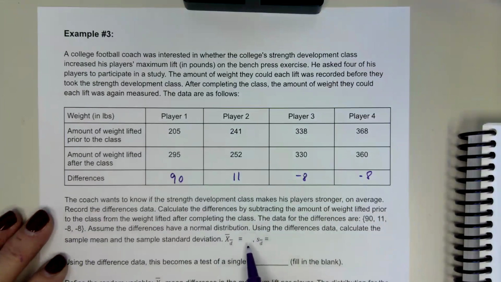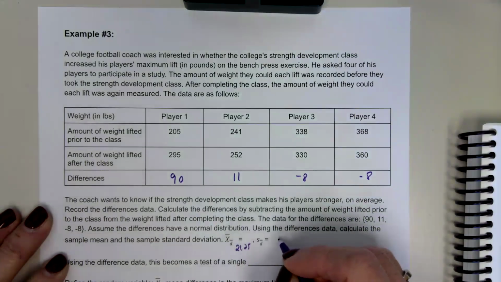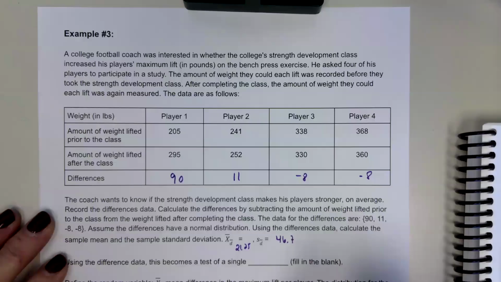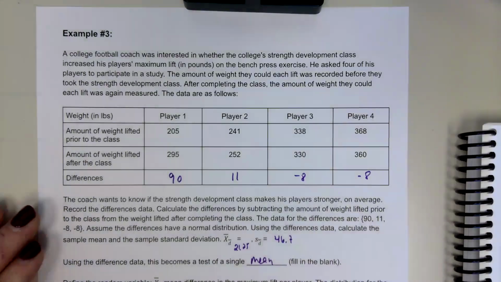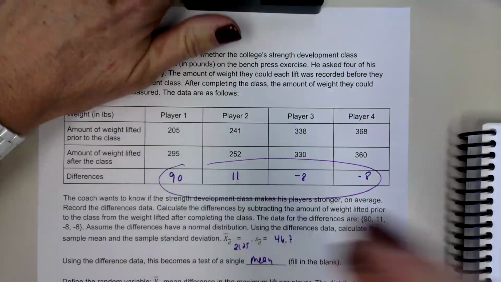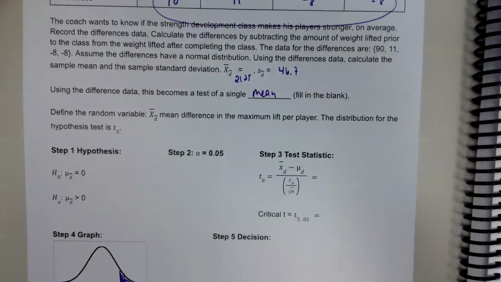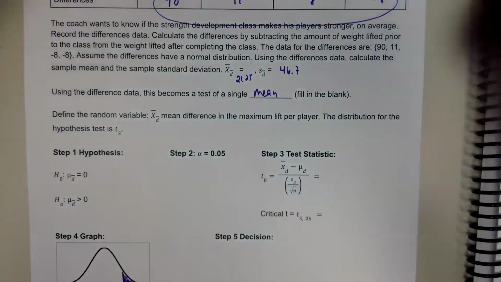So we are going to need to find the sample mean of the differences and the sample standard deviation. When you put those into Desmos, we get 21.25 and then 46.7 as a standard deviation. And so this becomes a test of a single mean, because we now have only one set of data, which is this data right here. And so we're testing the differences that are greater than 0.